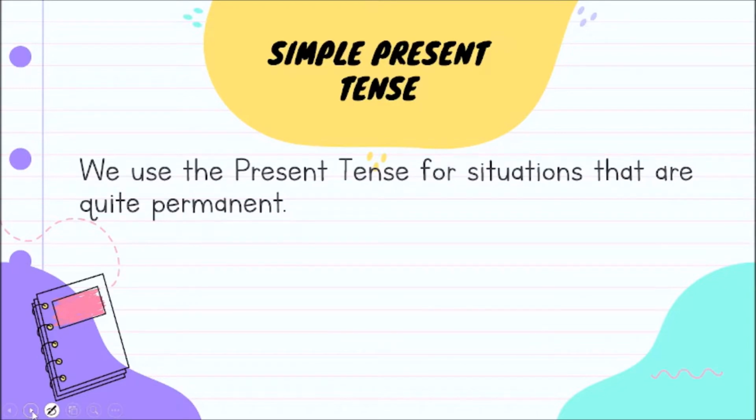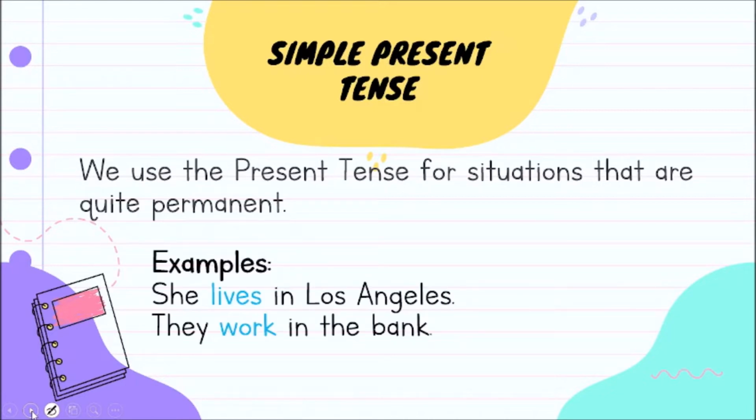Then, we use the present tense for situations that are quite permanent. Examples: she lives in Los Angeles, they work in the bank. Again, take note of how we use the verb. We use the verb with s if our noun is singular. We use the base form of the verb if our noun is plural.